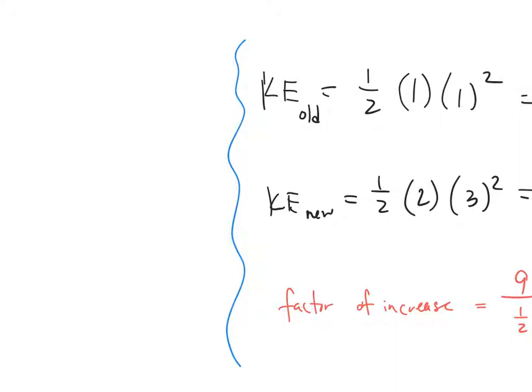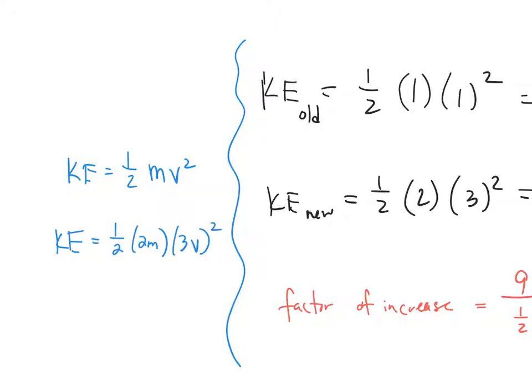I think about my formula for kinetic energy. And I say to myself, I'm varying the mass and I'm varying the velocity. So let's go ahead and write out the kinetic energy formula. Right? Here's what it is. Boom. That's the kinetic energy. But now vary everything. Double the mass, so replace mass with 2m. Triple the velocity, replace that with 3v.